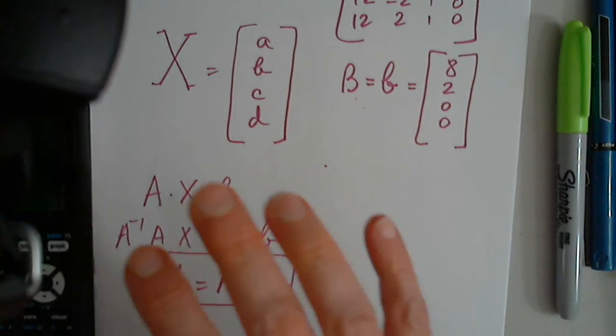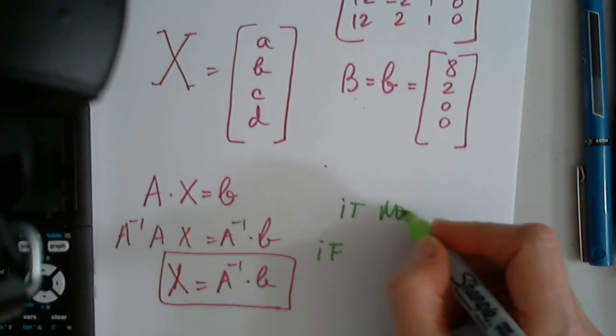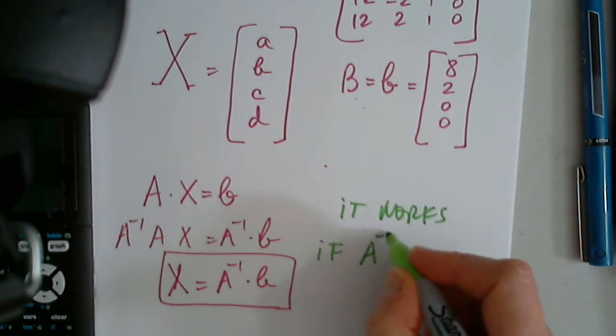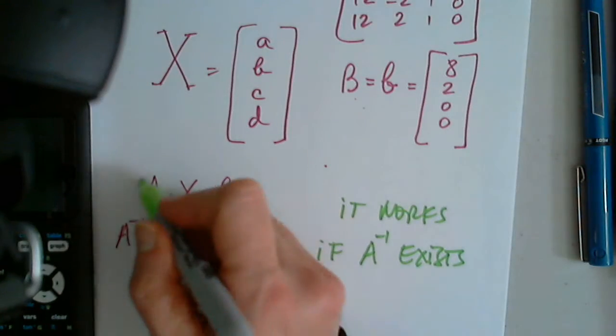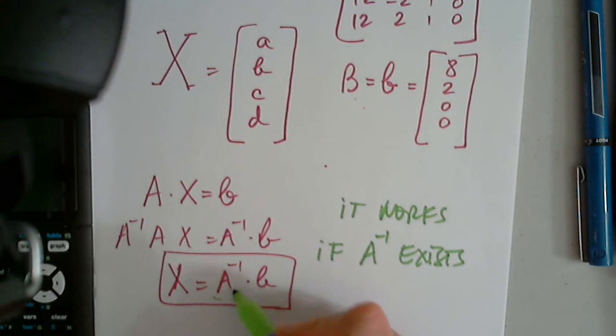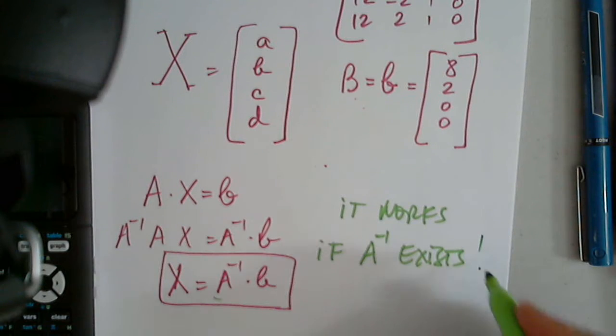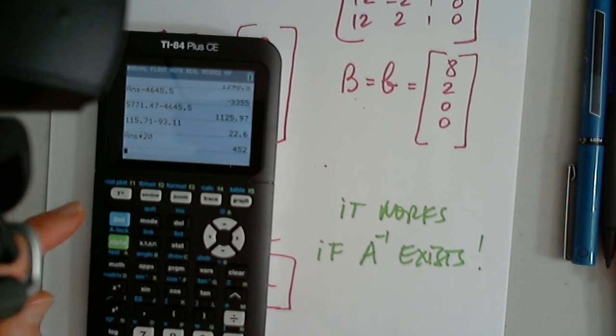The method works if A inverse exists. We say if this matrix is invertible. This matrix, not this one. If this matrix is invertible, if it has A inverse. If it doesn't, the method is useless. Okay? So if matrix A is invertible, if it has an inverse, then the method works. And that happens when its determinant is not 0.